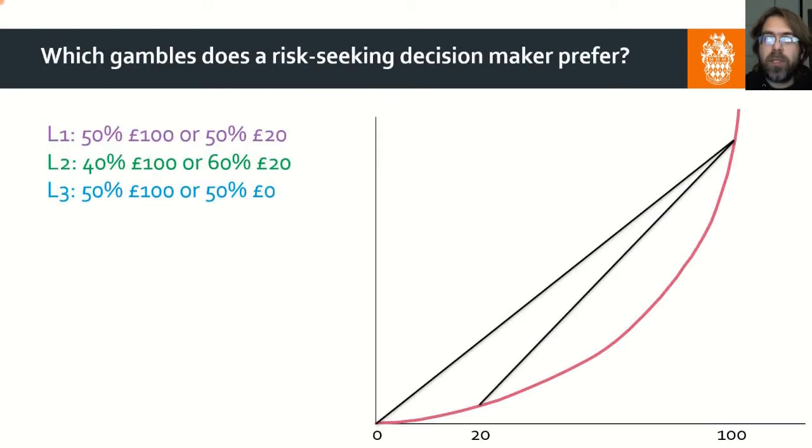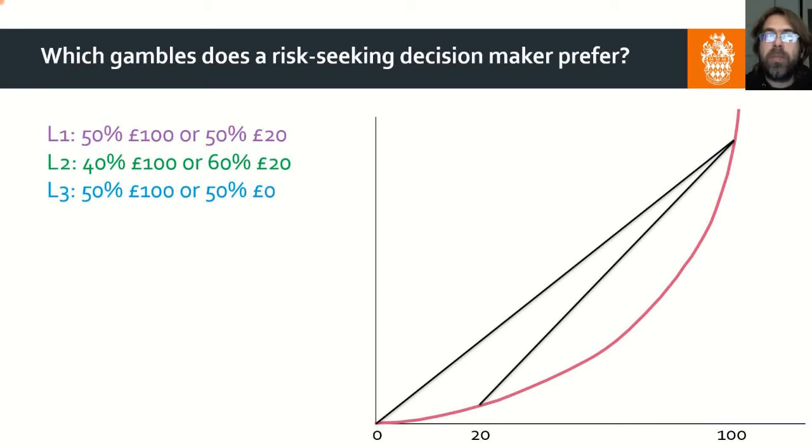Let's make use of what we just learned in an example. So assume we have a decision maker that is risk-seeking. As we have established earlier, a risk-seeking decision maker has a convex utility function, which is the case here. Which lottery does a risk-seeking decision maker prefer? Does the decision maker prefer L1 over L2? And does he or she prefer L1 over L3?